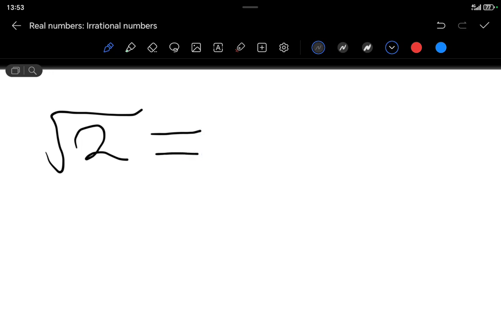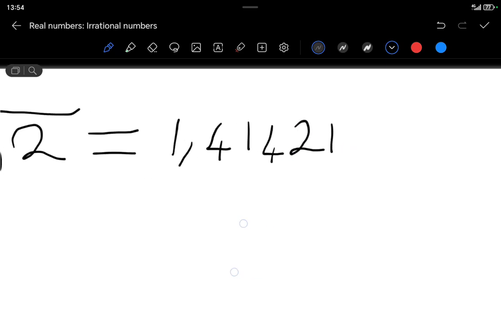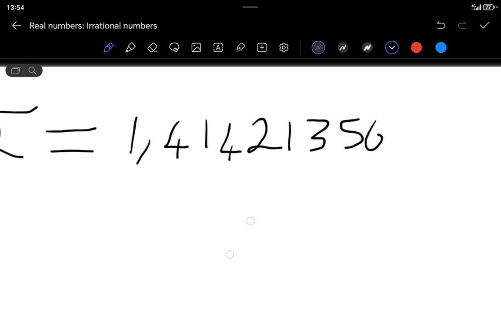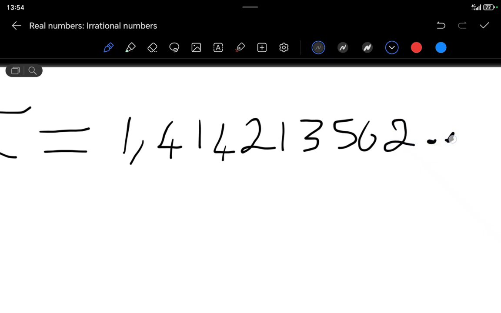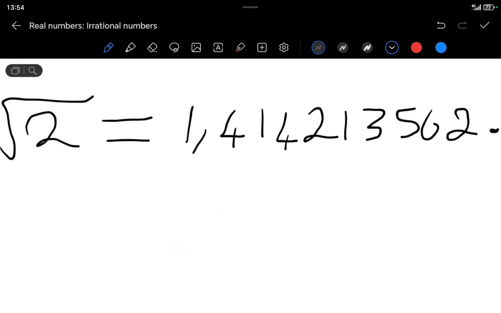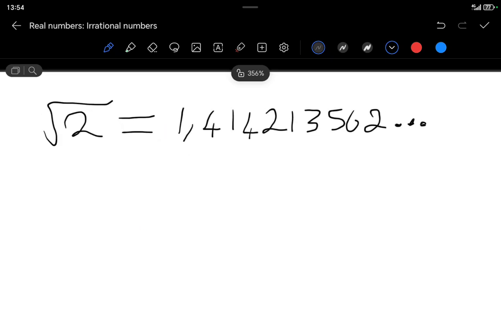and you press SD, you get 1.4142135 and 62. It continues. It's just that the calculator cannot show it. It does not have all the space and ink to do so. It continues. Because of this, we cannot write these numbers in the form of a over b without the square root being there. The same applies for the square root of 5 and the square root of 6.